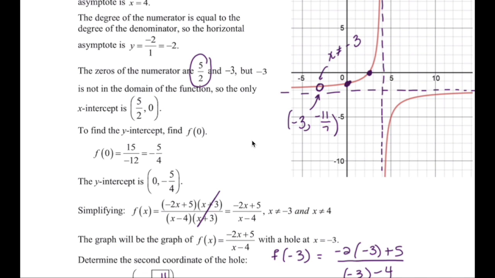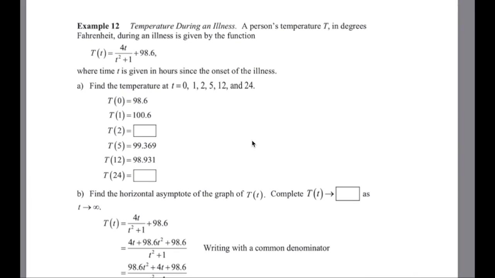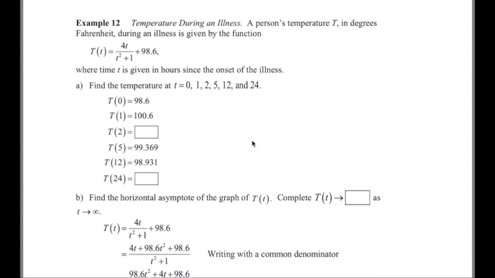And one more application. A person's temperature T in degrees Fahrenheit during an illness is given by this function: 4t over t squared plus 1 plus 98.6, where t is given in hours since the onset of the illness. Let's find their temperature at 0, 1, 2, 5, 12, and 24 hours since the onset of an illness.